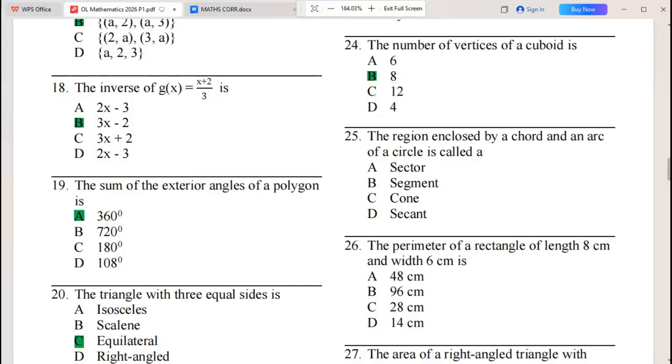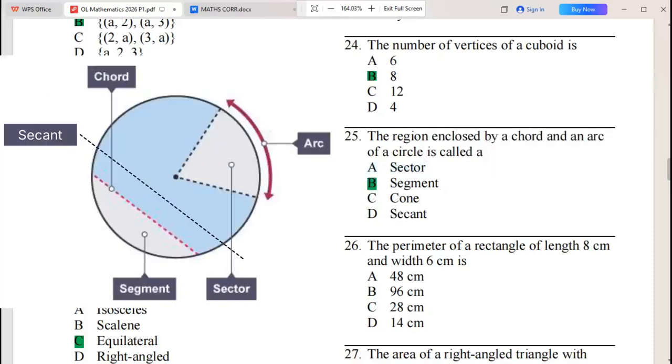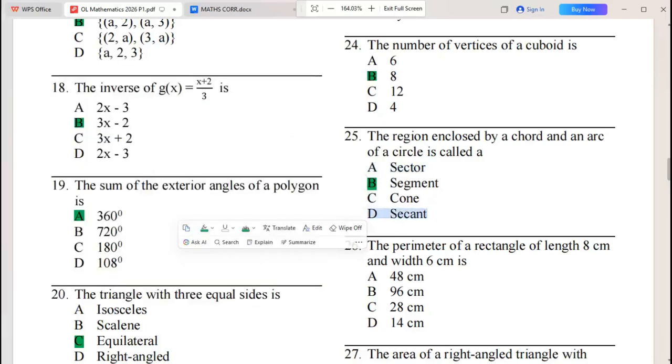Question 25. The region enclosed by a chord and an arc of a circle is called, this is called B, a segment. For the other options, we have a sector. A sector is a region in a circle bounded by 2 radii and an arc between them. For option D, we have a secant. A secant is a line that cuts a circle at 2 points. So for question 25, we have B, a segment, as our option.